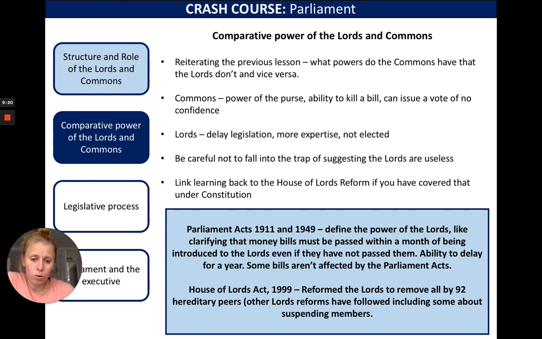And then you've got the House of Lords Act, which I've mentioned up there with the House of Lords reform. This reforms the Lords to remove all but 92 hereditary peers. And other Lords reforms have also followed, so we can now suspend members. There's a rule that when a bishop steps down, because there's a specific number of bishops in the Lords, if there is a female available, it must be a female that takes their place. So there are some more interesting Lords reforms that are coming through as well that are modernising the House somewhat.